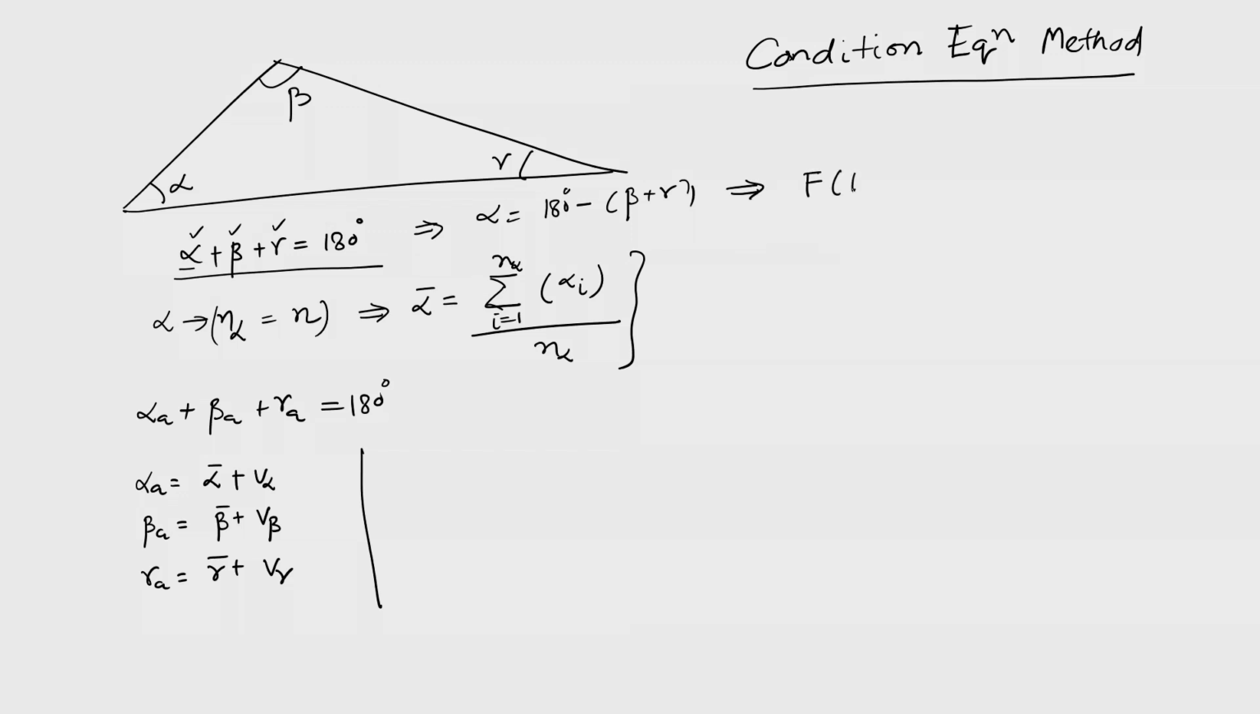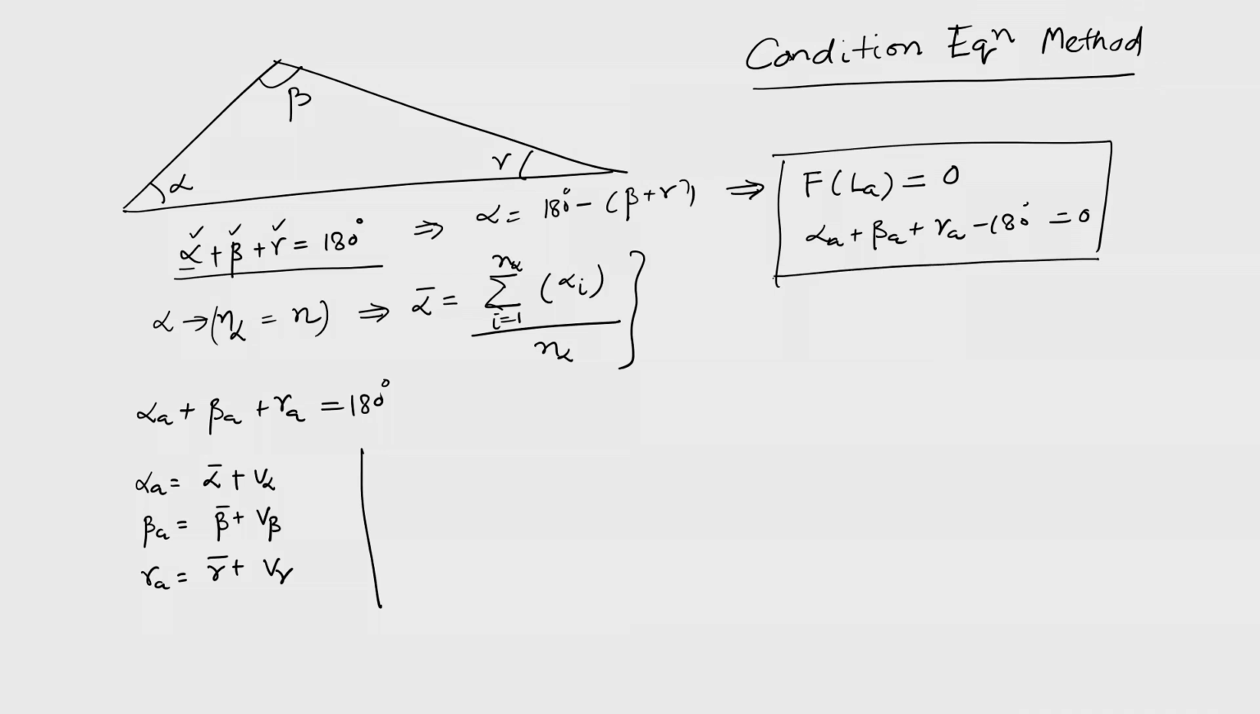I can write this condition equation as f of LA, where LA is nothing but the adjusted values of the variables. That means I am writing alpha A plus beta A plus gamma A minus 180 degrees equals 0, and this is the form of the condition equation method here.